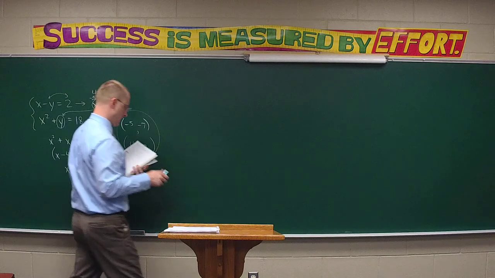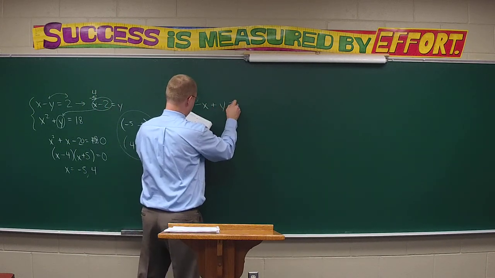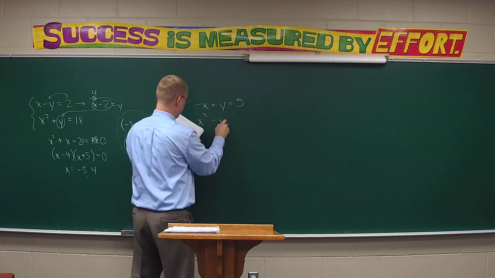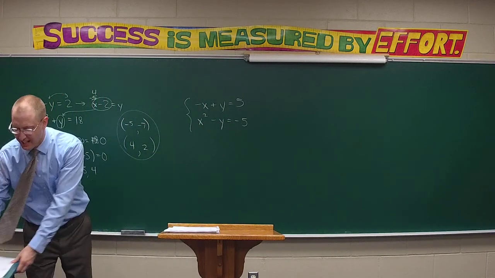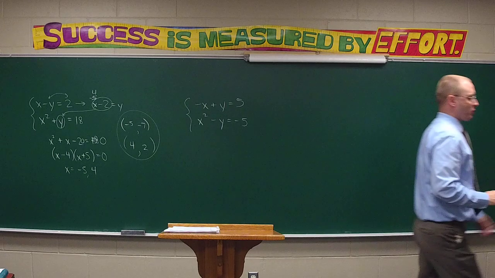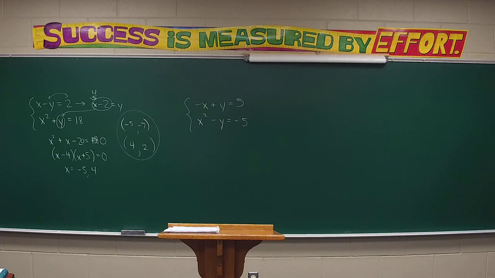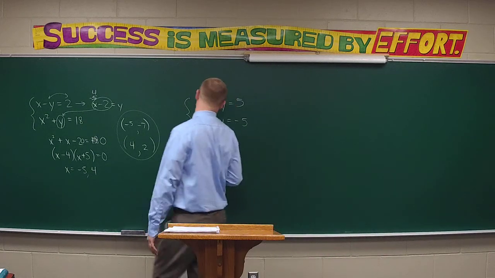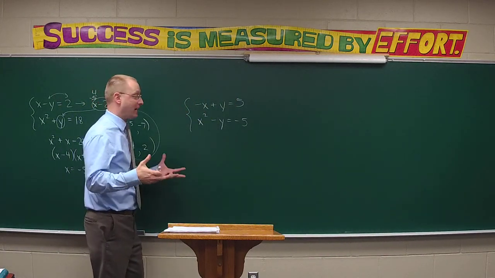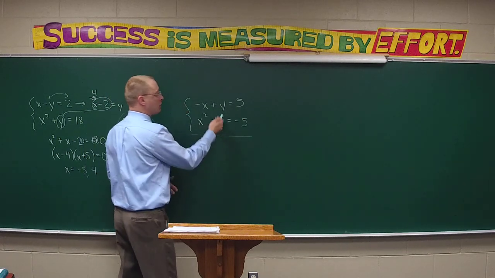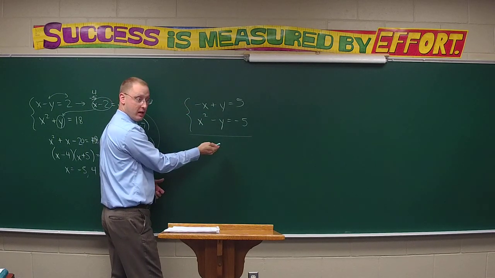Let's take a look at number 14 then. We have a negative x plus y is equal to 5, and then x squared minus y is equal to negative 5. Now, technically, although the best way, most commonly, to solve these equations is by substitution, you could, if you're careful, solve by addition as long as there are at least some like terms lined up, and there are. Do we see that the positive and negative y are lined up?